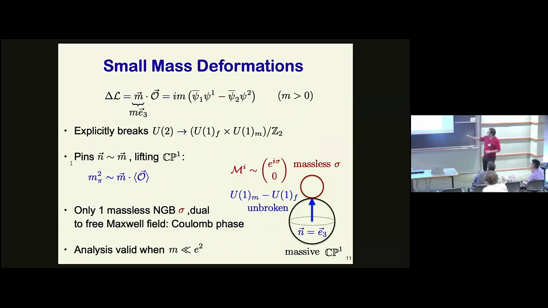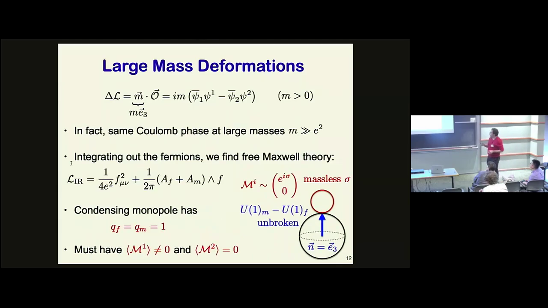So this is the analysis that you can do around the massless point, when the mass is much smaller than the strong coupling scale, similar to what you do in the chiral Lagrangian of QCD. Now, we can examine the theory in the opposite limit. We turn on the same mass deformation, but now we assume that M is huge, much larger than the strong coupling scale of the theory. And in that limit, we can just solve the theory exactly.